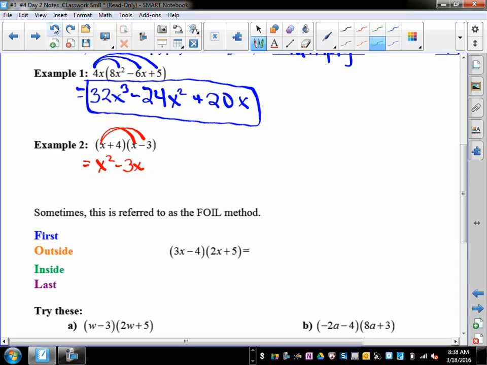Alright, so now we have to distribute my 4. It's a positive 4 I'm distributing. So I distribute it to my x. And what's positive 4 times x? 4x. Good. And distribute it to your negative 3. What's positive 4 times negative 3? Negative 12. But we have to get it in standard form and completely simplify.